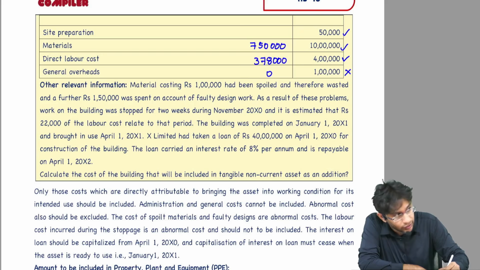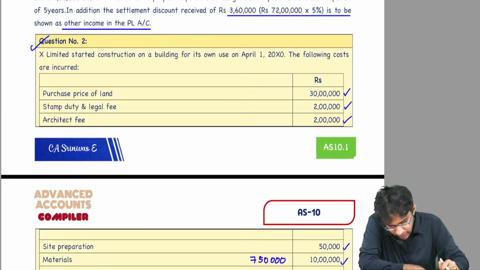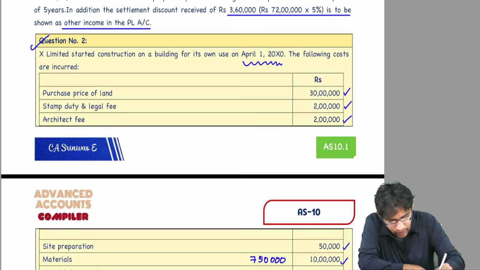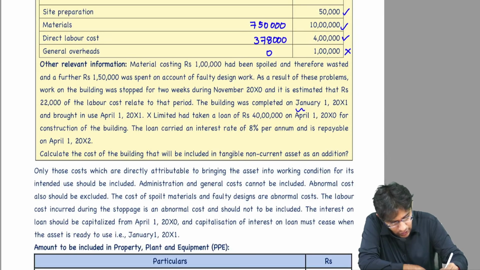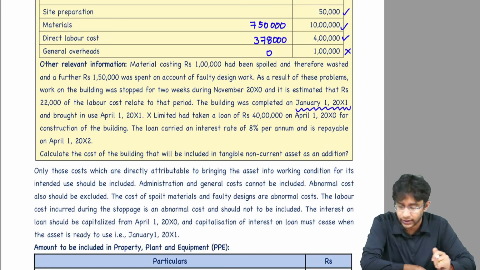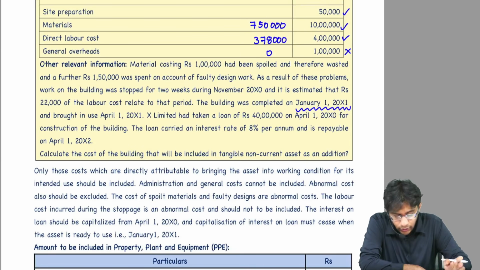The building is completed on 1st of January 20x1. When did you start? You started on 1st April and you finished off on 1st of January. Within 9 months, the project is completed and brought into use.